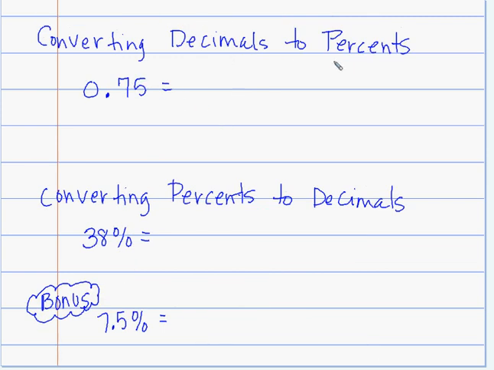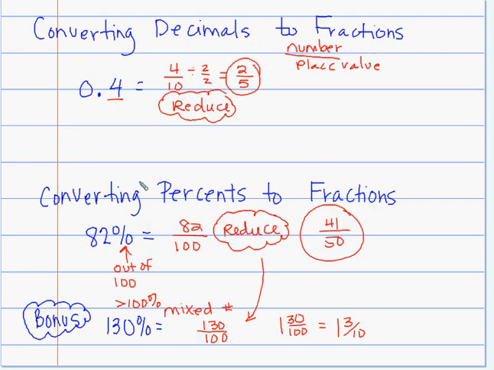Okay, now if we want to convert decimals to percents, because percent means out of 100, we need to take our decimal and we are going to multiply it times 100%, and we will get the answer. So 100 times 0.75 would be 75%.